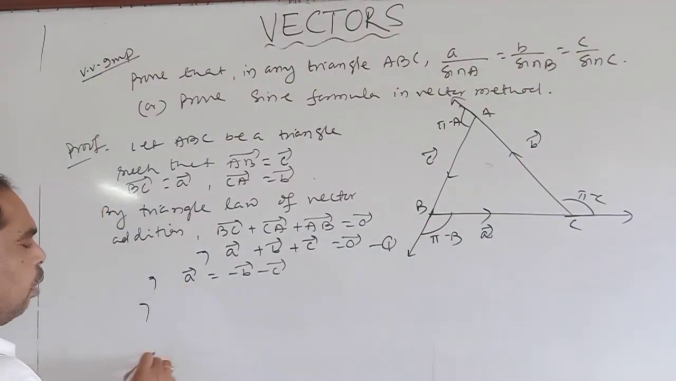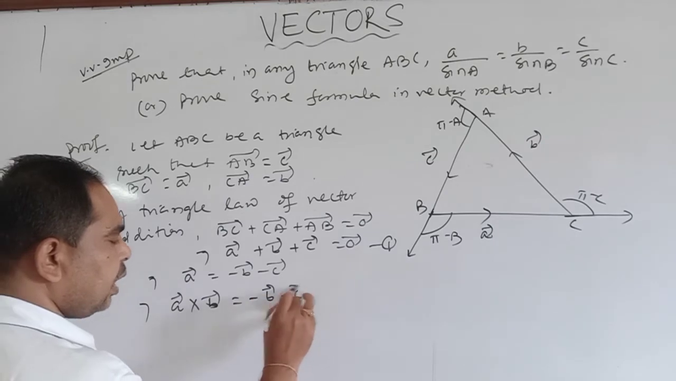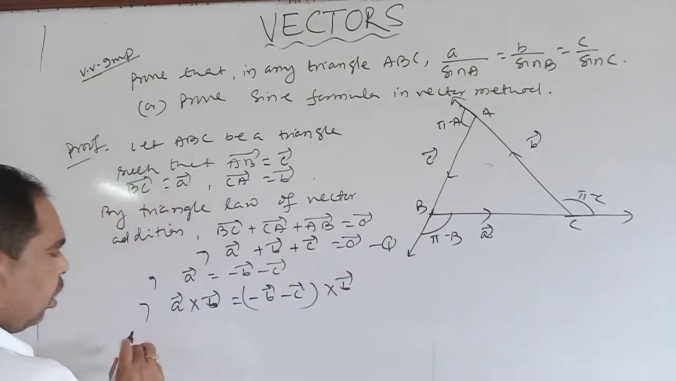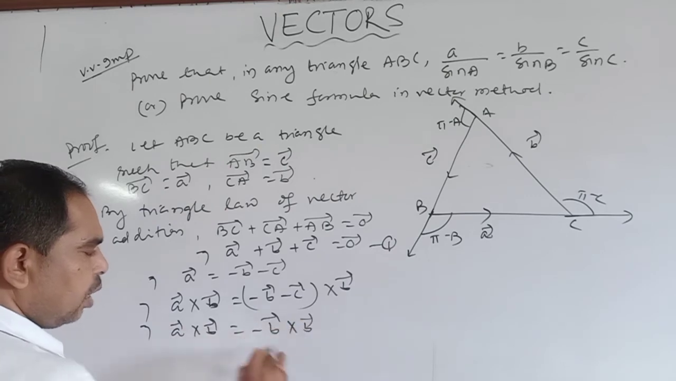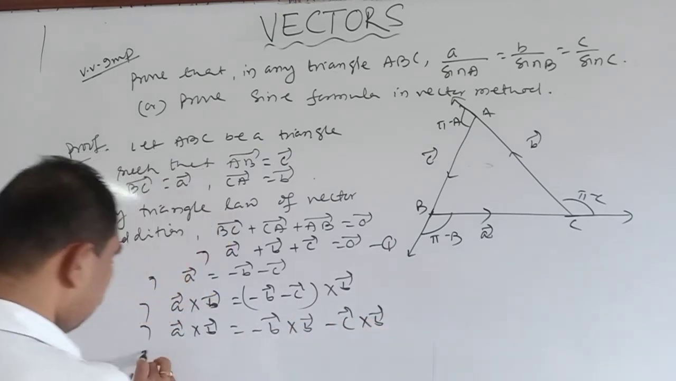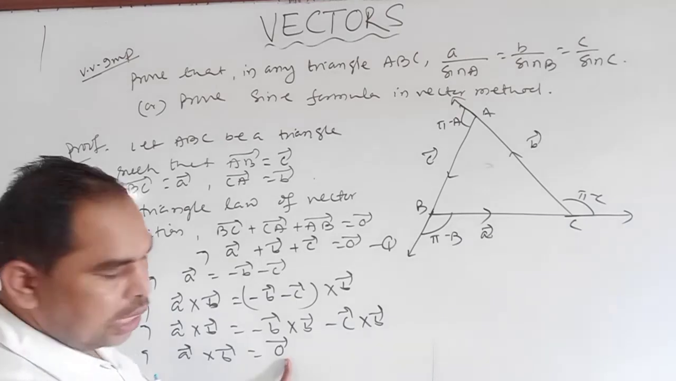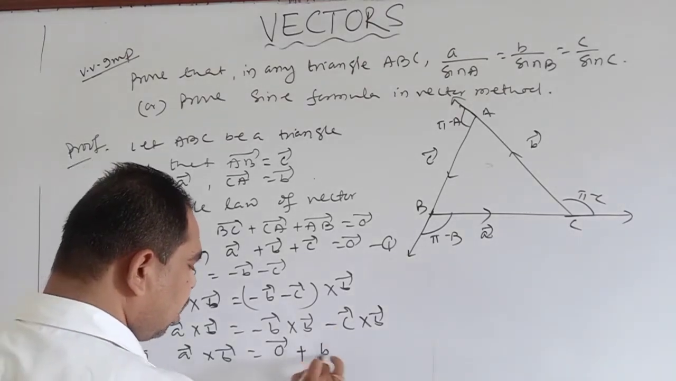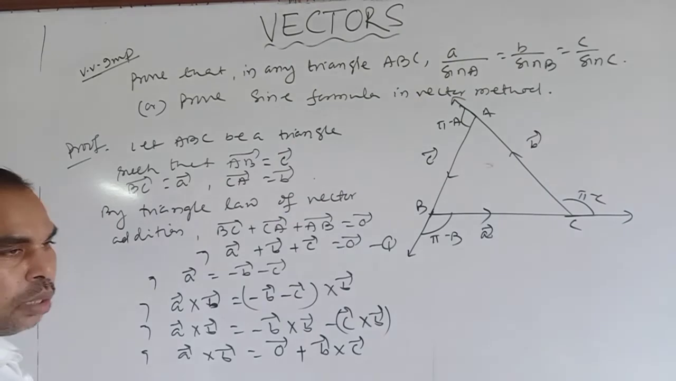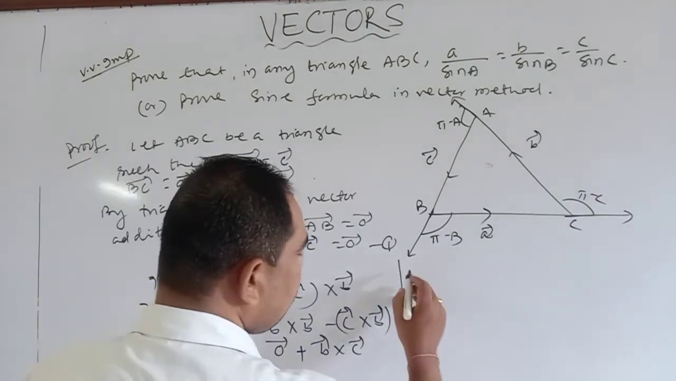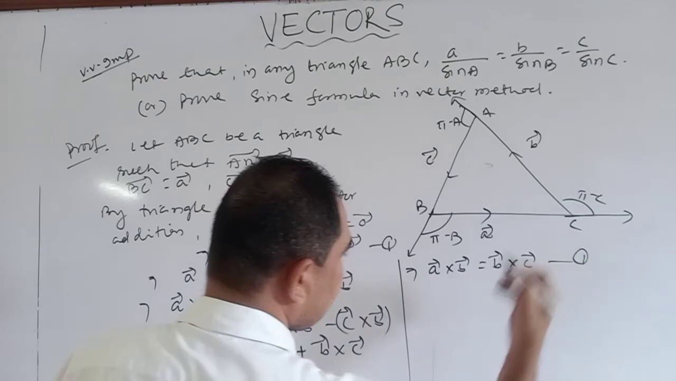Okay, so this implies a cross b vector is equal to minus b minus c cross b vector. Both sides we cross with b. So a cross b vector is equal to minus b cross b vector minus c cross b vector. This is 0 vector because the same vector crossed with the same vector means the angle is 0 degrees, and minus c cross b means plus b cross c. So this implies a cross b is equal to b cross c. This is equation 1.